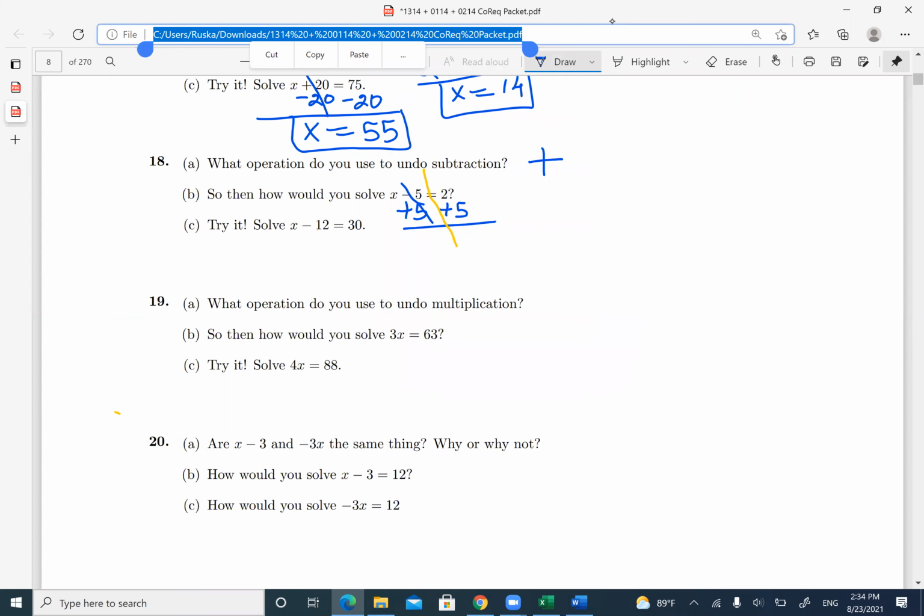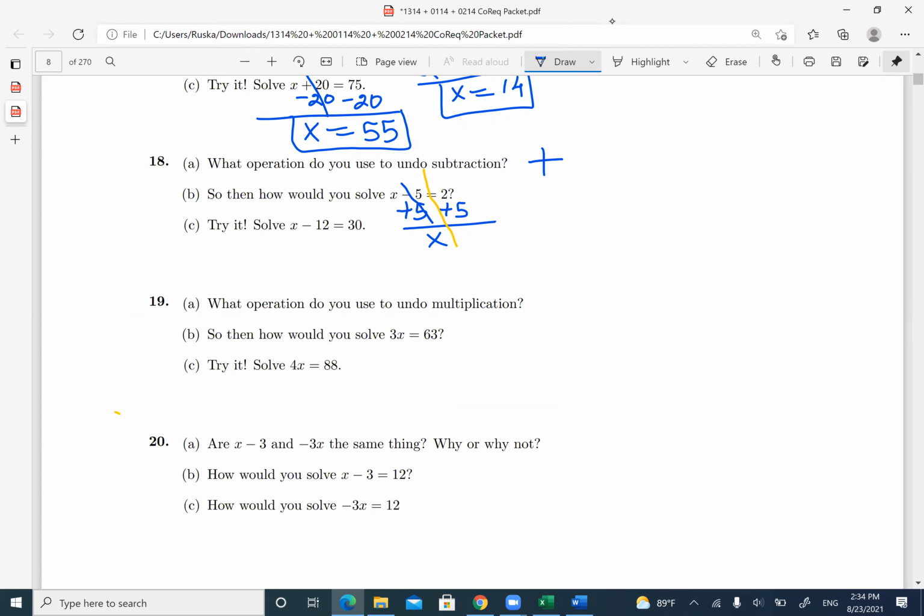And then what is left? We're left with X equals 5 plus 2, which is 7. Okay, so that's how you solve it. The same way you solve X minus 12 equals 30. You're gonna add 12 on both sides. And that will give me X equals 42. Everybody understanding this? Any questions?